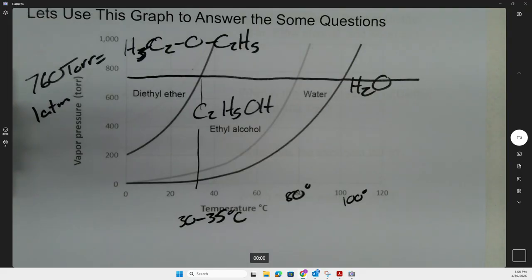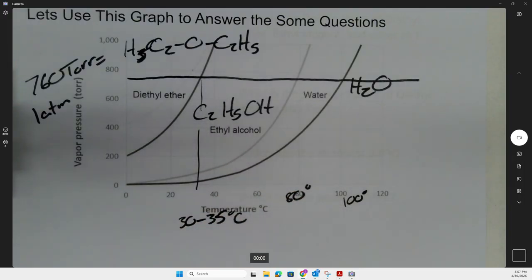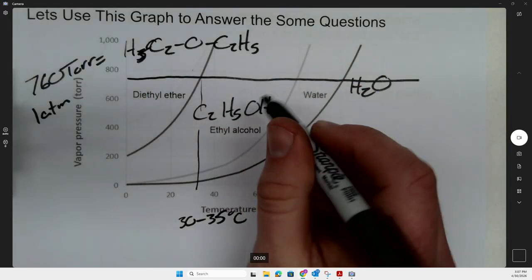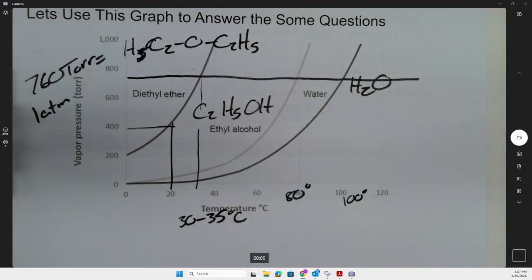So I did make a mistake when I was writing this out. It should not ask what is the vapor pressure of diethyl ether at 400 torr, because that is the vapor pressure. It's supposed to say what is the temperature of diethyl ether at 400 torr. Diethyl ether is that first line right here. What do I think the temperature is at 400 torr? 20, yeah. Because I'm asked about 400 torr. Draw that line down. Looks like it's 20 degrees, right?